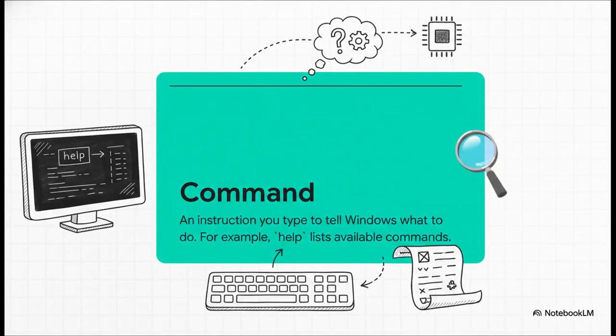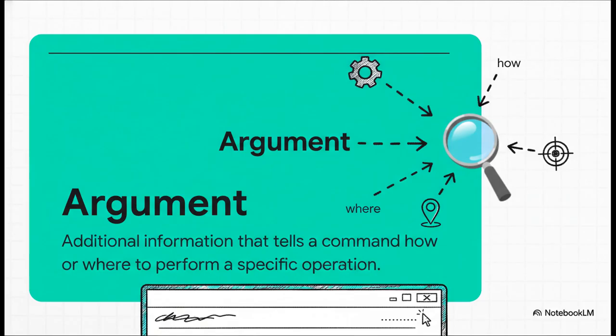So how do we actually make things happen in here? We use commands. A command is just a simple instruction you give directly to Windows. A fantastic first one to try is just typing the word help. Go on, type it in, press Enter. It's like opening up a built-in instruction manual that shows you all sorts of other commands you can start playing with. But here's the thing.